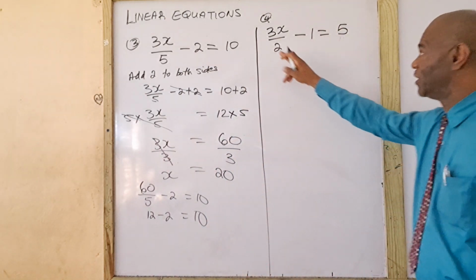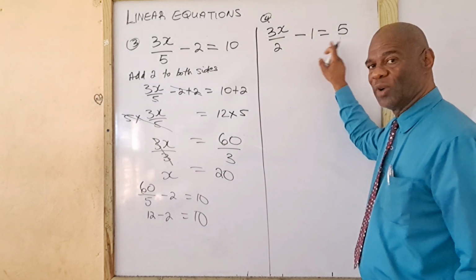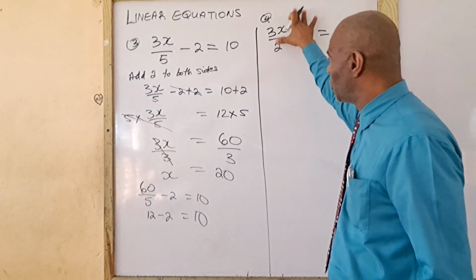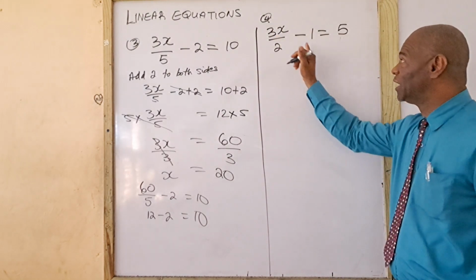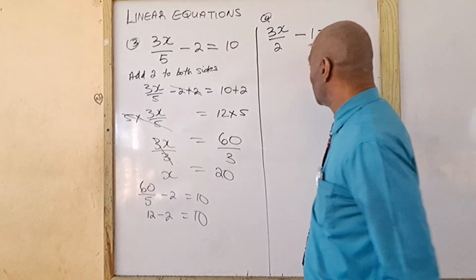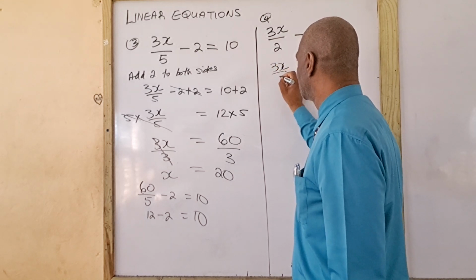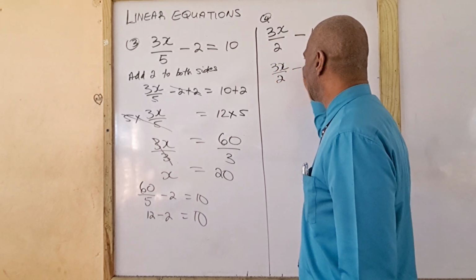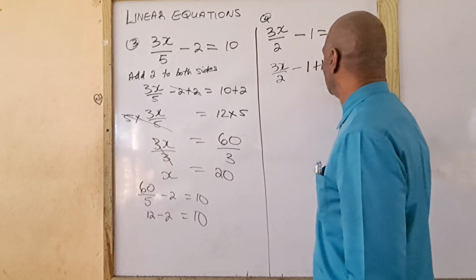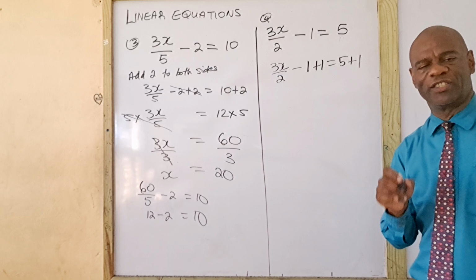Now let's come over to this side. So we have 3 times the number divided by 2 minus 1 equals 5. First we are going to add 1 to both sides of the equation. So we have 3 times x divided by 2 minus 1 plus 1 equals 5 plus 1.